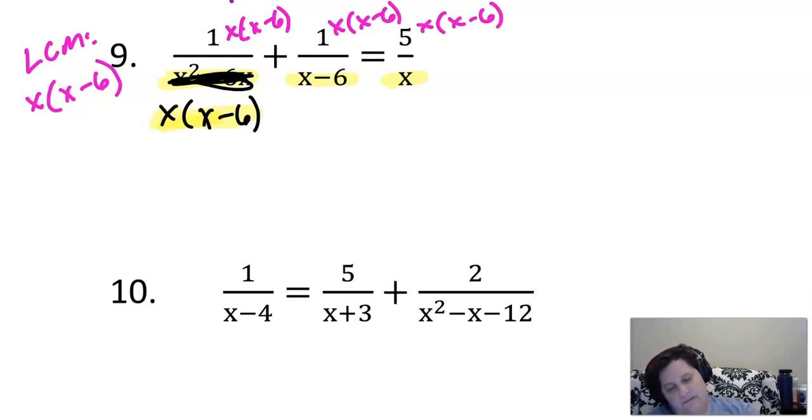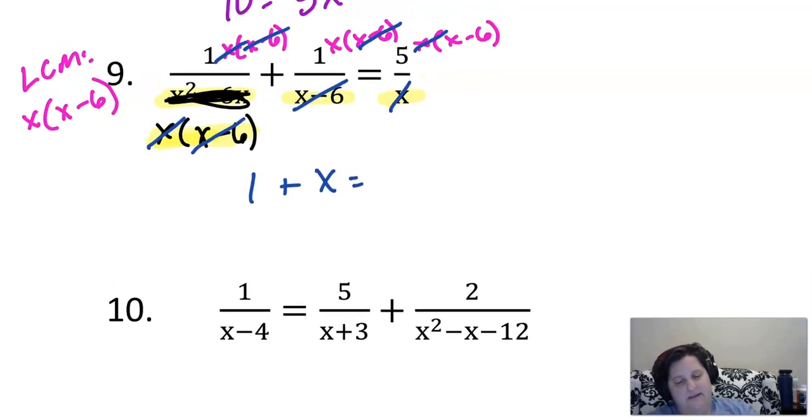Okay, check it out. On the first term, the x and the x minus 6 will cancel out. The only thing that's left is a 1. That's exciting. On the second term, the x minus 6 cancels out, so the only thing left is a 1x. And on this last part, the x cancels out. So I have 5 times x minus 6. I'll just go ahead and distribute that right now and get 5x minus 30.